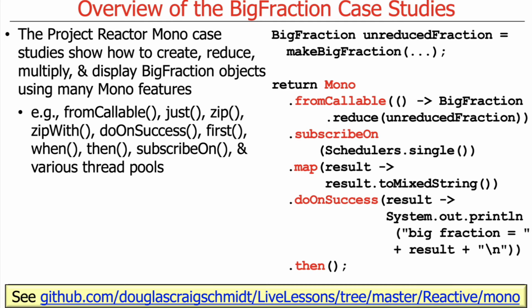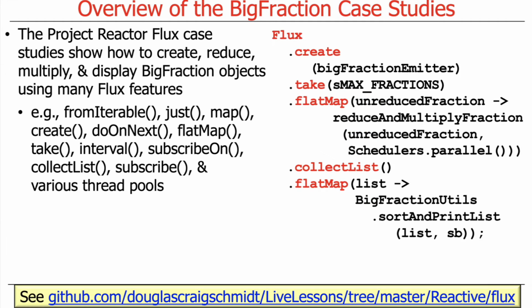And we're going to show a bunch of things with monos, and we're going to show all these cool operators like zip and zipWith and when and first and all this good stuff. So there's all kinds of fun things there. And we're also, of course, going to show how to use flux operators like flatMap and map and collectList and subscribe and all this good stuff. So you'll get a real good, deep understanding of many, perhaps not all, but many of the key operators that are defined in Project Reactor.